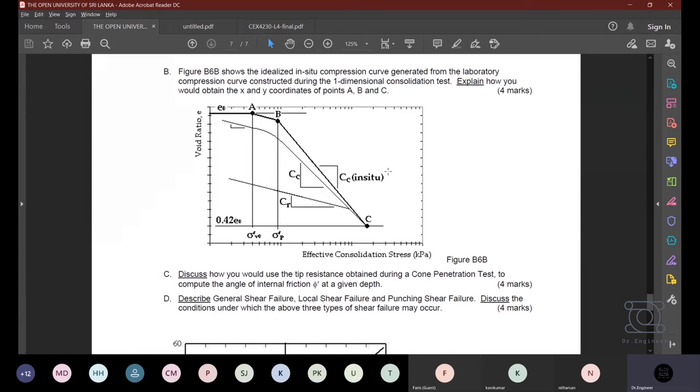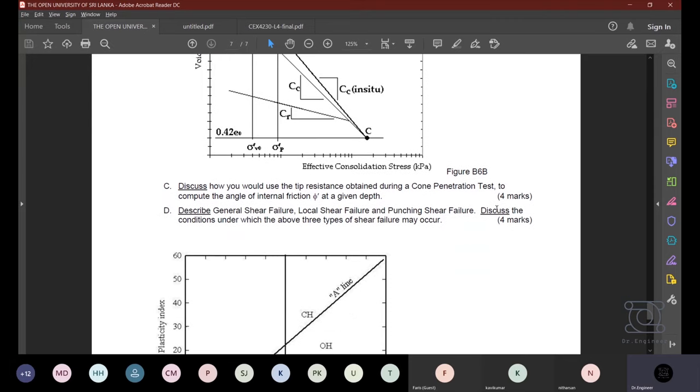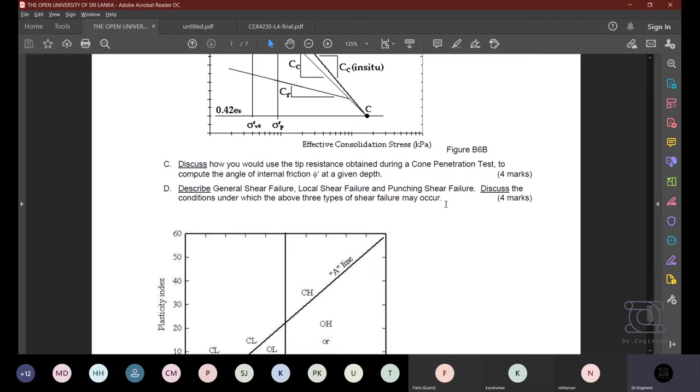The second thing which I did now, the cone penetration test, is for all syllabus students, right? And the D part is your level 4 structure: general shear failure, local shear failure, punching shear failure. These are your level 4 footing design, right? But here, I don't think new syllabus students will get this part, right?